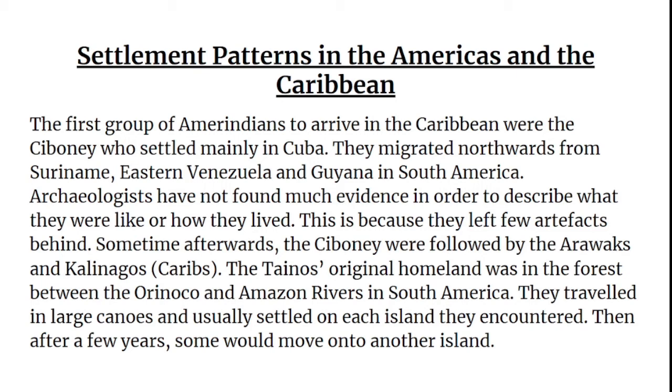The Taino's original homeland was in the forest between the Orinoco and Amazon rivers in South America. And when we say the Tainos, we refer to the Arawaks. So the Arawaks' original homeland was in the forest between the Orinoco and Amazon rivers in South America. They traveled in large canoes and usually settled on each island they encountered. Then after a few years, some moved on to another island.